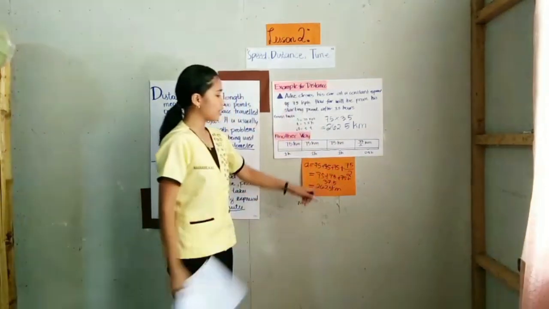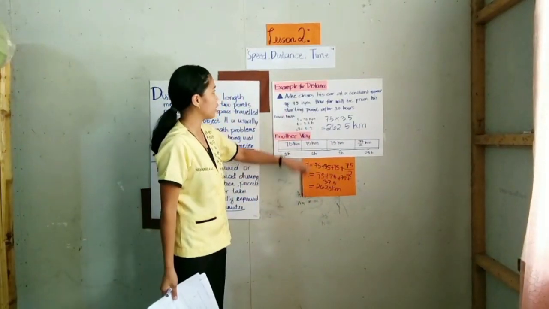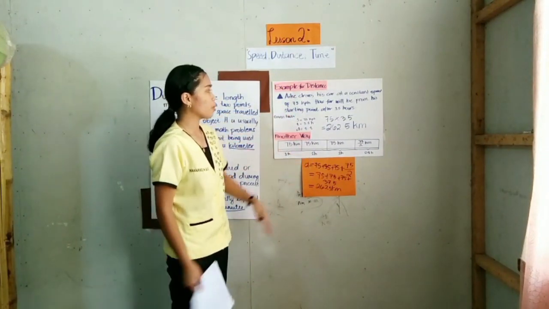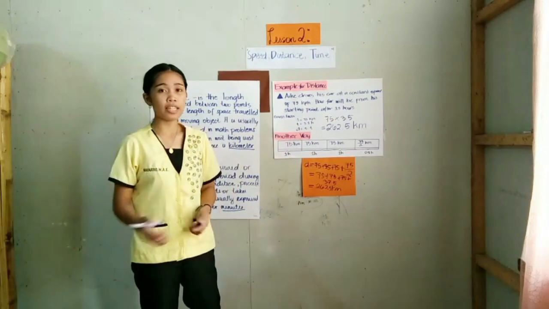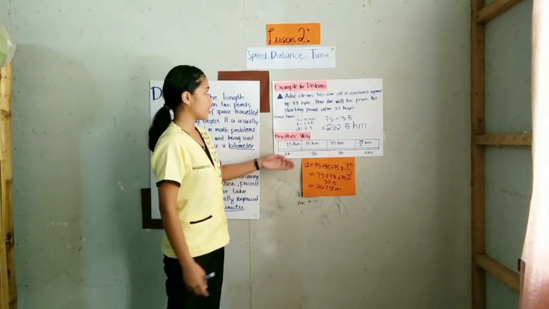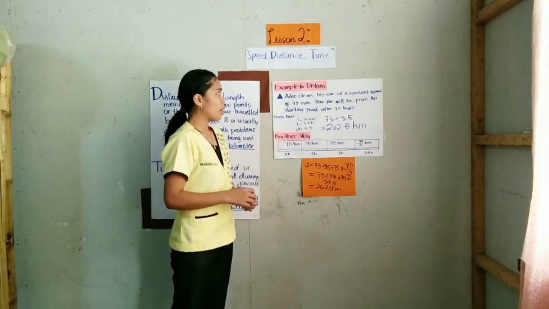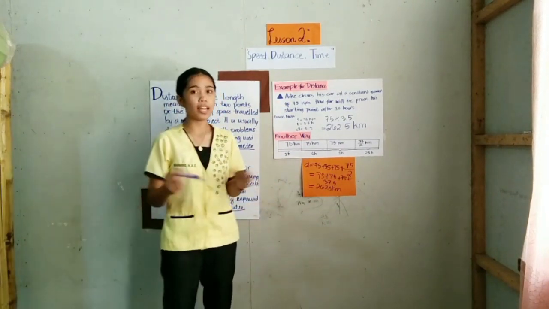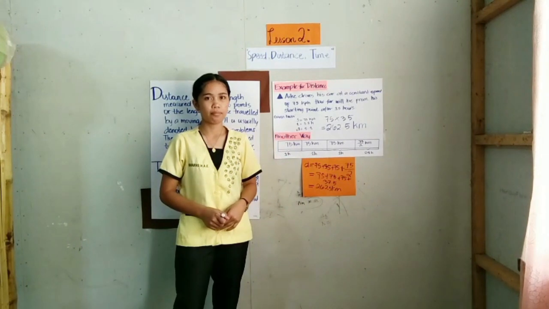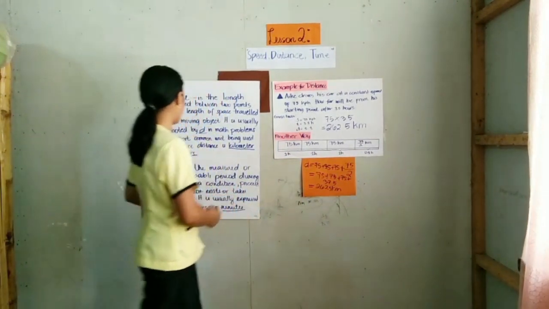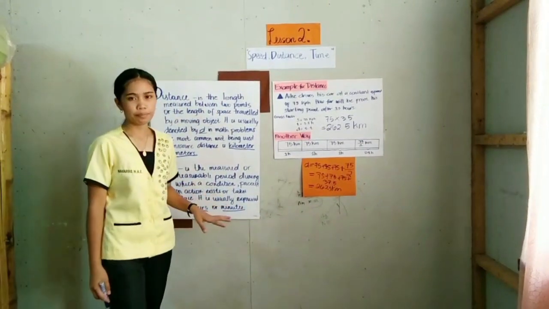As you can see, we have the same answer in this method and in this method. So we can use many ways in getting distance. This is just an example of how we're going to get distance. Is that understood? Very good.